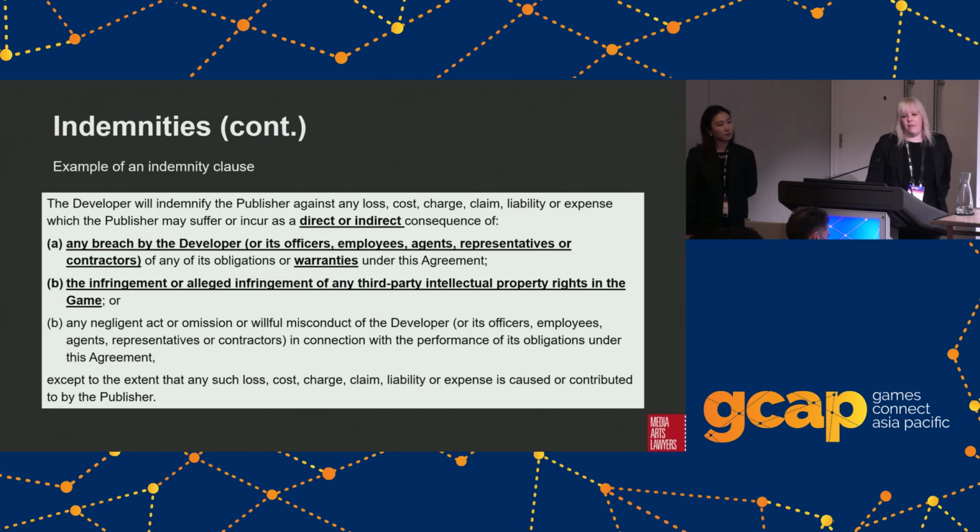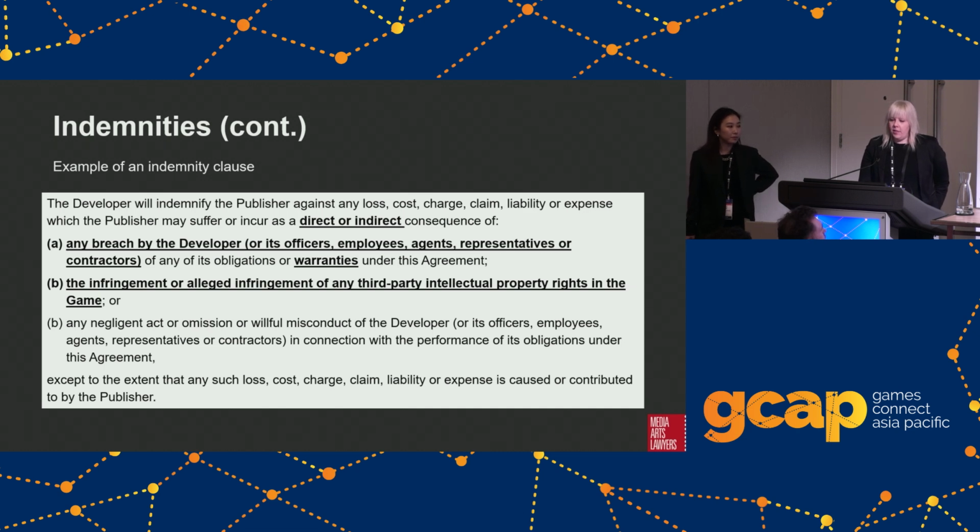And so this is an example of an indemnity clause. I've underlined and bolded the things that I want to attract your attention to. It provides that the developer will indemnify the publisher against any loss, cost, charge, liability, or expense which the publisher may suffer or incur as a direct or indirect consequence of any breach by the developer or its personnel of any of its obligations or warranties under the agreement, the infringement or alleged infringement of any third-party intellectual property rights in the game, or any negligent act or omission or willful misconduct of the developer in connection with the performance of its obligations under the agreement, except to the extent that any such loss, etc., is caused or contributed to by the publisher.